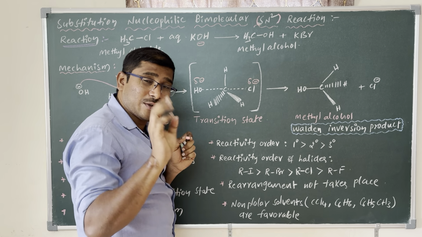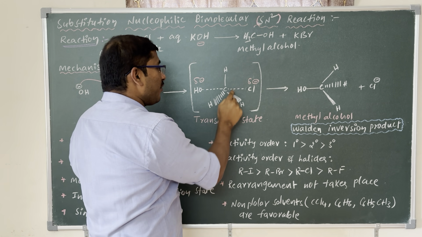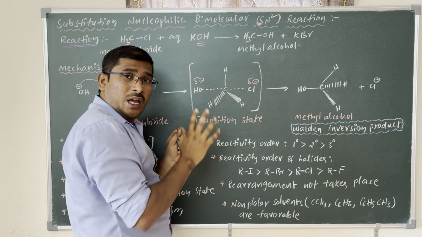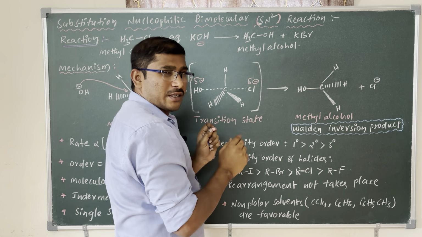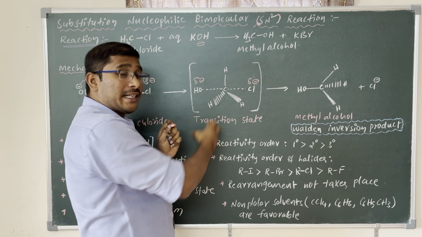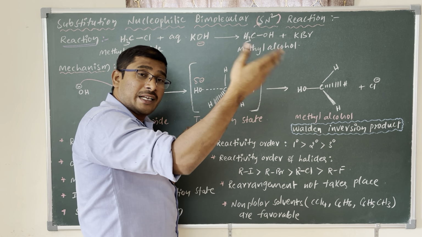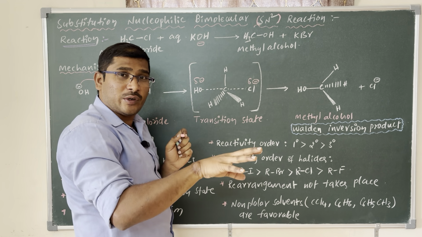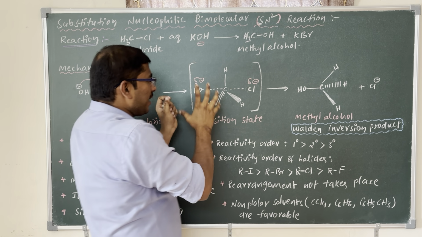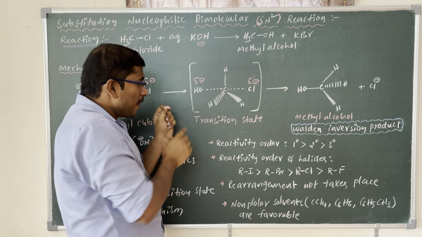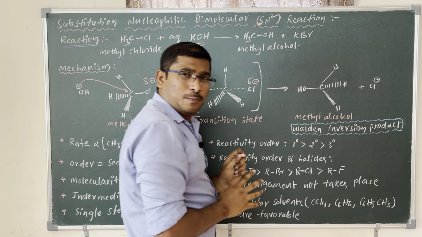Actually, carbon valence is 4, but here carbon will be carrying 5 bonds. It is highly unstable, having more energy, and immediately it will be converted into products. Even it is not possible to isolate this one. Other reaction intermediates like carbocations and carbanions we can isolate, but the transition state is not possible to isolate. So it is present for a very small fraction of a second, and it is immediately converted into products.